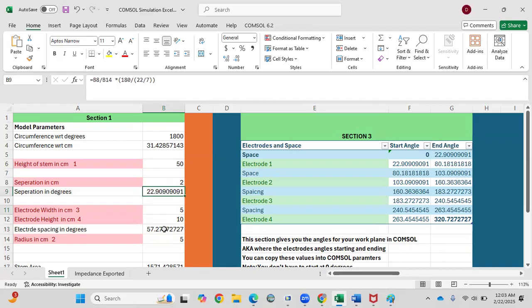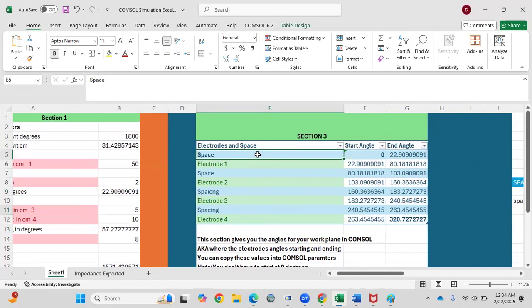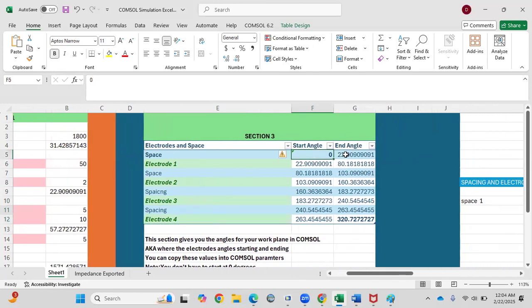So what we could use this to do is to get the cumulative angles at which each electrode will start and end. You don't really care about the space because you're not going to put the space into COMSOL. It's kind of understood, but you need to know what your electrodes are starting and ending at. So space, start at space. So it's starting at 0. You can start this at any angle you want to. Either start at 0 for simplicity, and obviously it will end at the space in degrees.